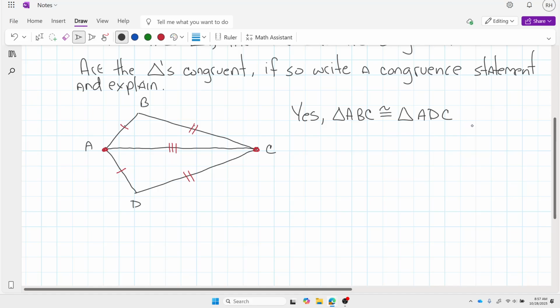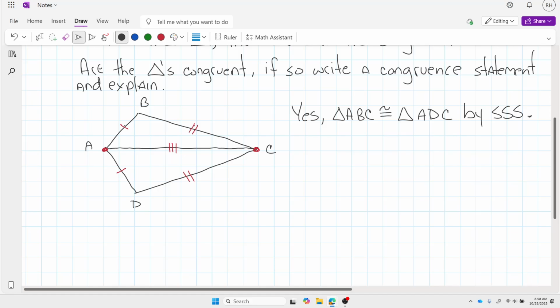Now, here's how you finish this, okay? The and explain is this simple. Yes, triangle ABC is congruent to triangle ADC, and we just say by SSS, by side, side, side. And that means that 3 sides of one triangle are congruent to 3 sides of the second triangle. Is everybody okay with that?